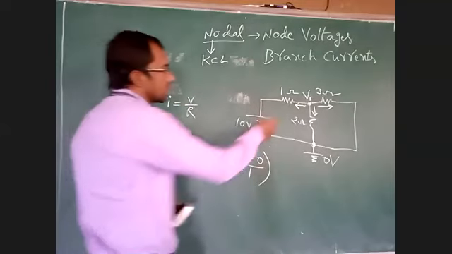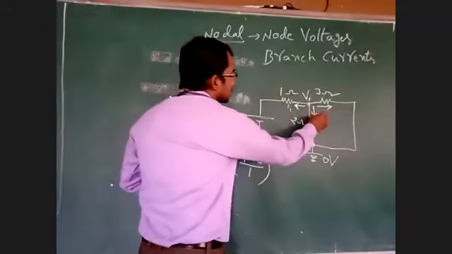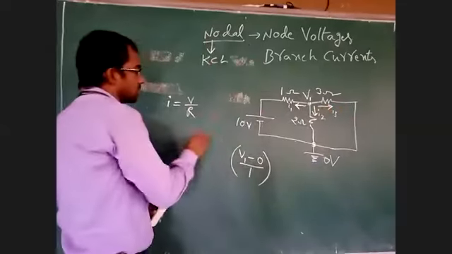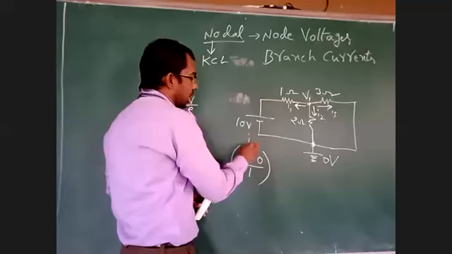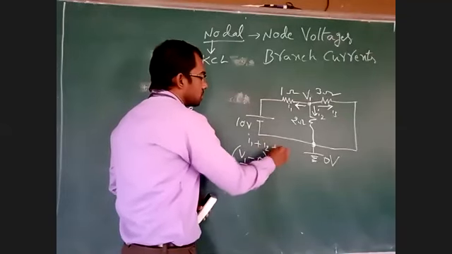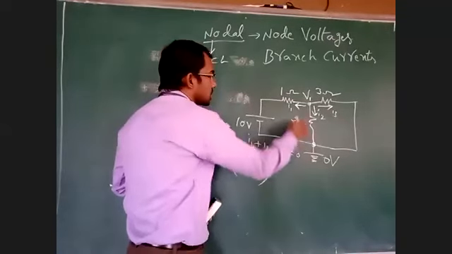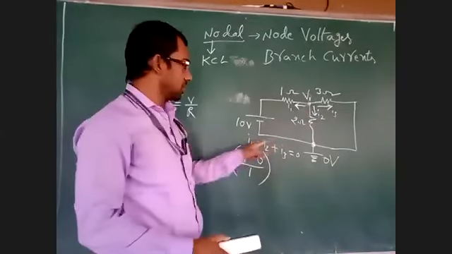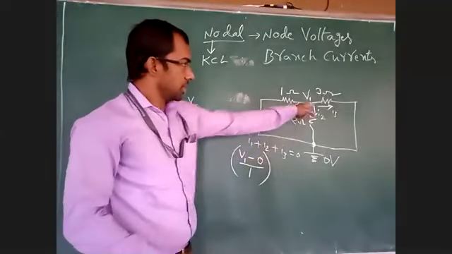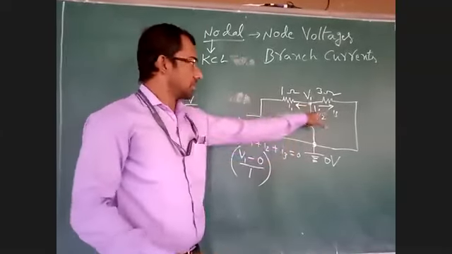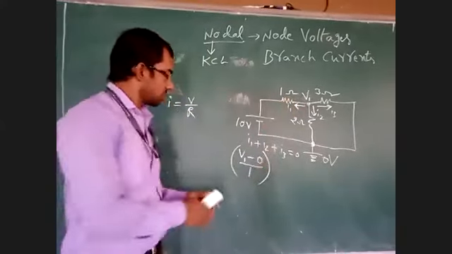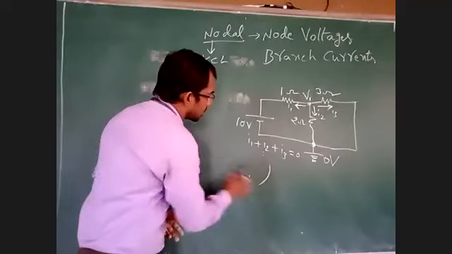What is KCL? Let us take this is I1, this is I2, this is I3. KCL: the algebraic sum of the outgoing currents is equal to the incoming currents. I1 plus I2 plus I3, because all are positive, all are leaving from this node. If leaving, plus I1, plus I2, plus I3. I1 is equal to V1, sorry, I have written it down here.